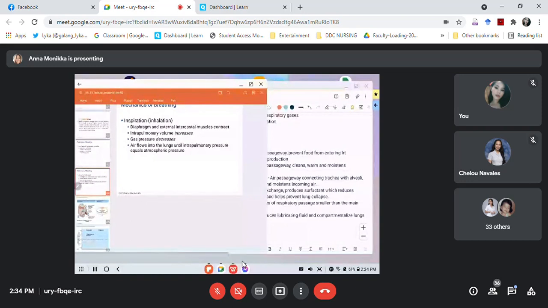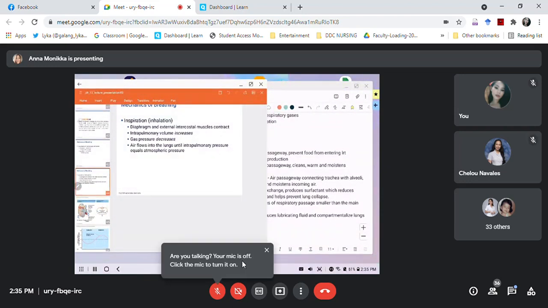So visualize the thoracic cavity as a gas-filled box with a single entrance at the top, the tube-like trachea. The volume of this box can be increased by enlarging all of its dimensions, thereby decreasing the gas pressure inside it. This drop in pressure causes air to rush into the box from the atmosphere because gases always flow down their pressure gradient. So this is what we are trying to say here: intrapulmonary volume increases and there will be a gas pressure decrease.